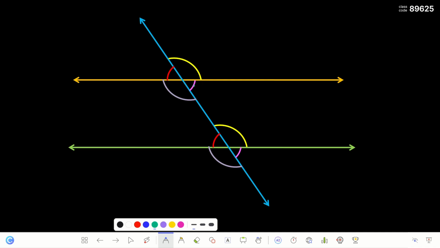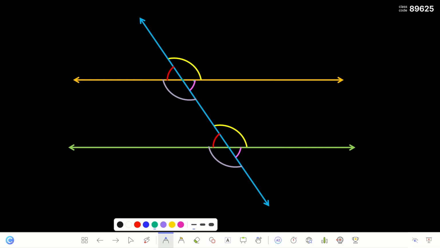Now, in this local region, around this first point of intersection, I can locate quite a few relationships. This red angle and this yellow angle together form a linear pair. Similarly, this red angle and this purple angle are vertically opposite angles and therefore they are equal. We've learned about this in the previous videos. And the same thing applies to the angles around the second point of intersection also.